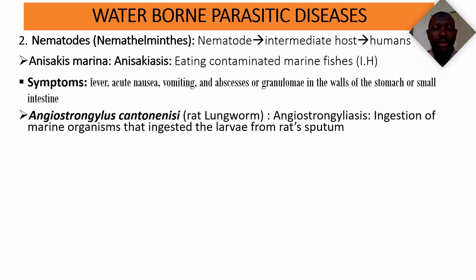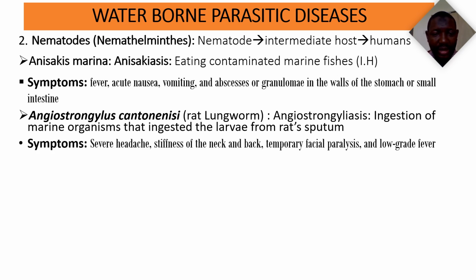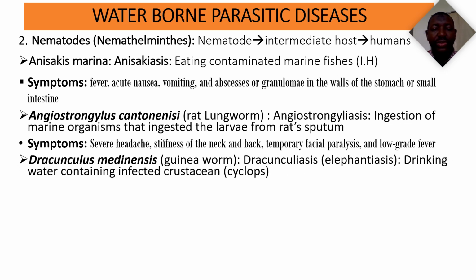Now, the next group of nematode, which is also very common, is the Dracunculus medinensis. Dracunculus medinensis meaning little dragon of Medina. Dracunculus means little dragon. Medinensis from Medina. So little dragon from Medina. It is also commonly referred to as guinea worm. This particular parasite is very common.